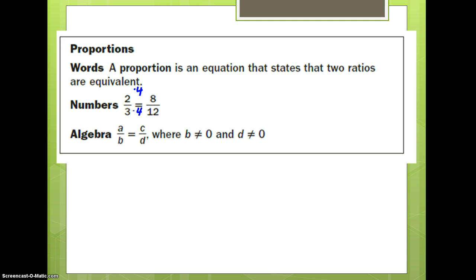A proportion is an equation that states that two ratios are equivalent. For example, 2/3 is equal to 8/12. We know this because you can take 2 times 4 to get to 8 and 3 times 4 to get to 12. You also can say that 8/12 can be simplified to 2/3 by dividing by 4. Because they both have the same simplest form, they're equivalent.